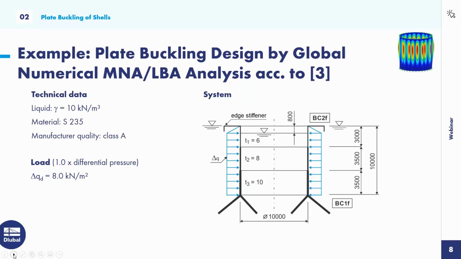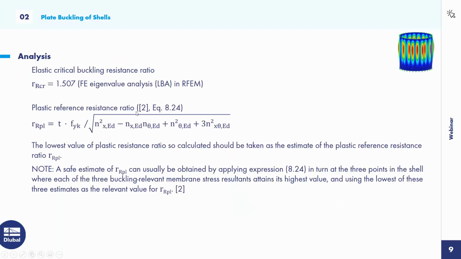Okay, let's take a look at the next slide. We start here with the analysis. At first, the elastic critical buckling resistance ratio, RRcr, must be calculated. We do that by an eigenvalue analysis in RFEM.